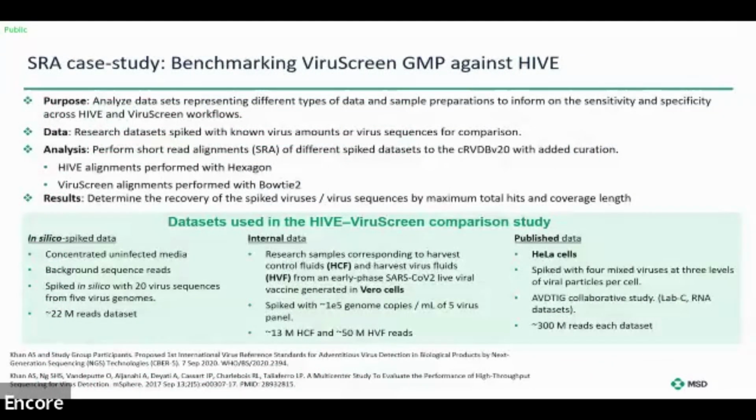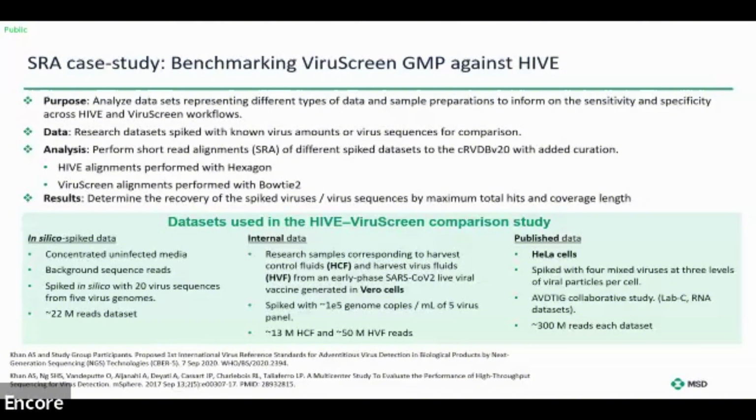So I'll briefly describe this case study where we benchmarked VirusScreen GMP against HIVE. Really what we're doing here is using research data sets spiked with either known virus amounts or known virus sequences for comparison, performing the short read alignments to the clustered RVDB version 20. So it's a little dated with the added curation. And then using HEXAGON alignments in HIVE and Bowtie 2 alignments in VirusScreen.